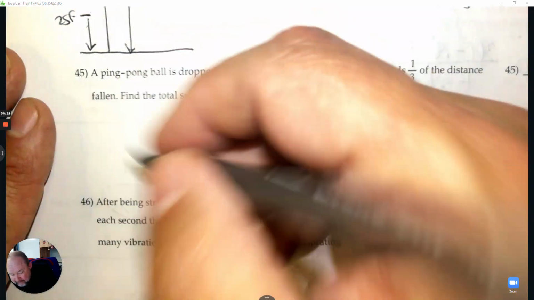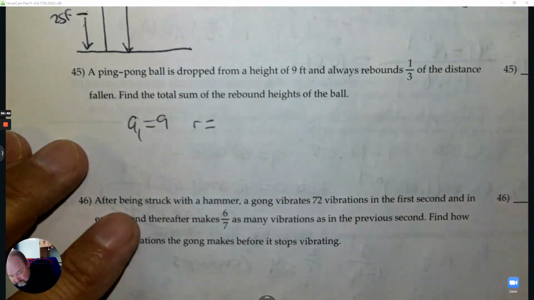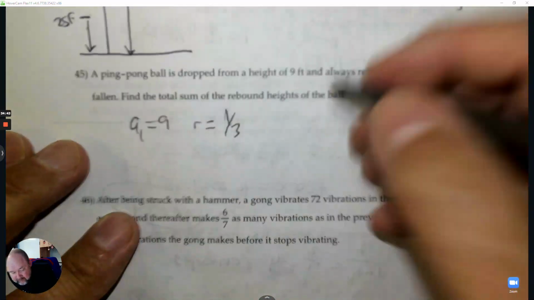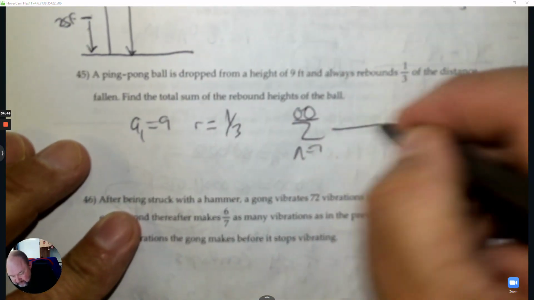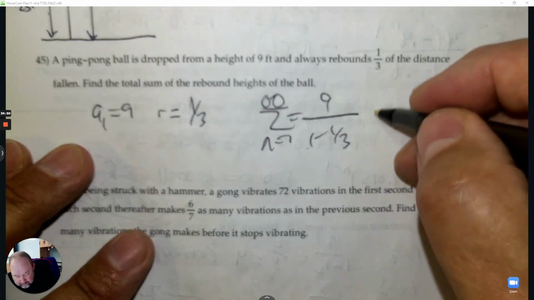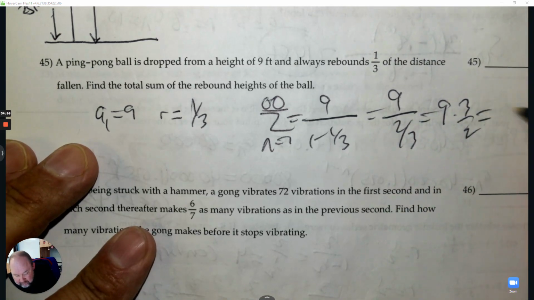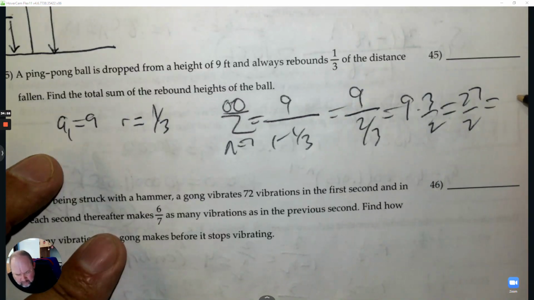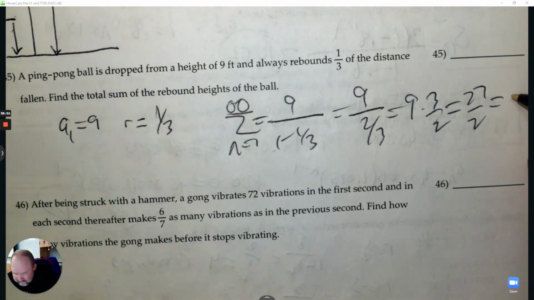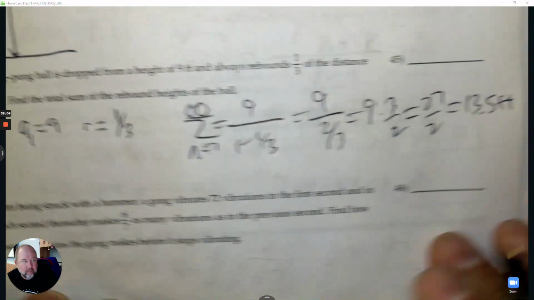So the rebound, the bouncing heights, A1 is 9. The rebound is 1/3 of the distance. So this is the formula we're going to use. So that's 9. 1 take away 1/3 is 2/3. So that's 27 divided by 2, or what would that be? 13.5 feet being the total. All right, one more.